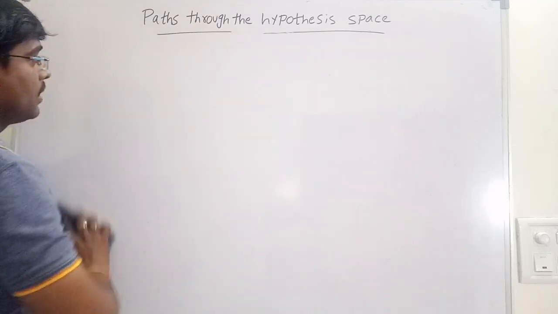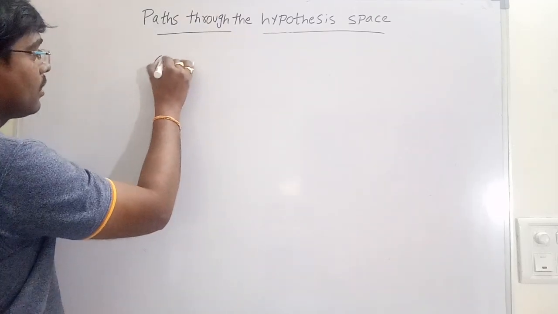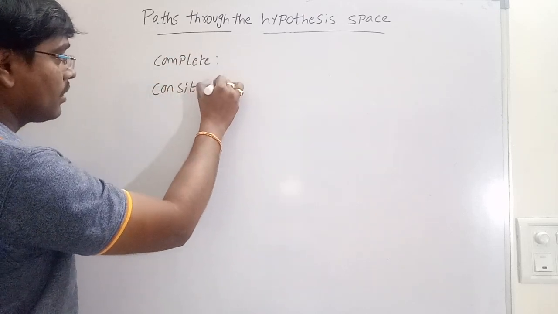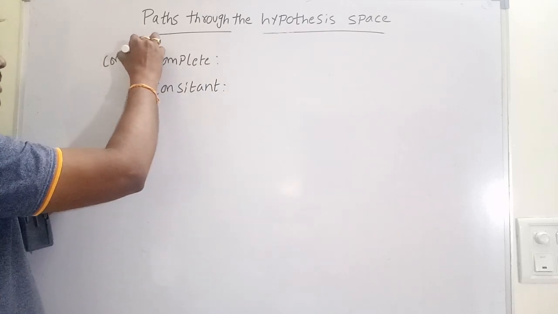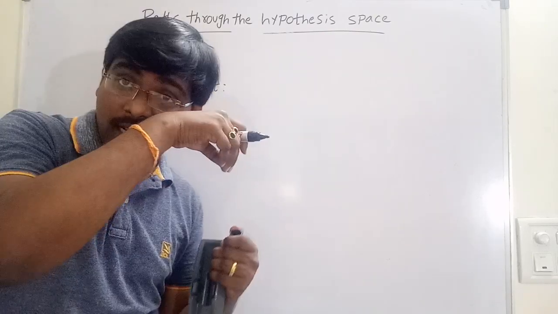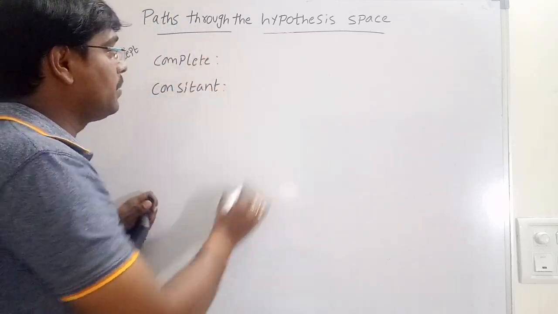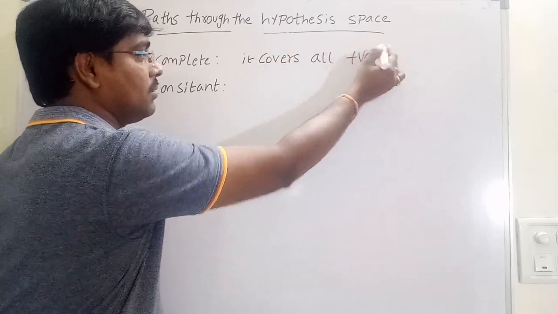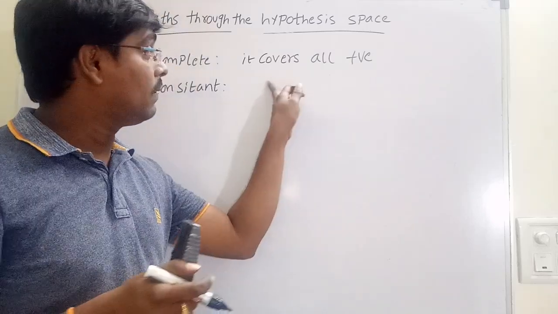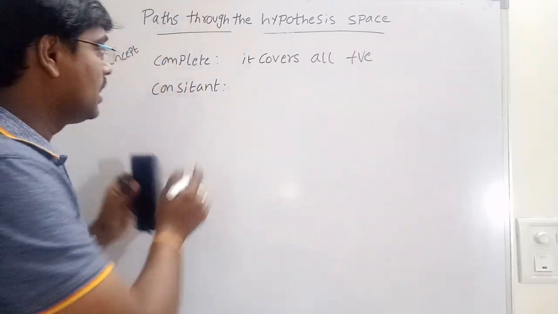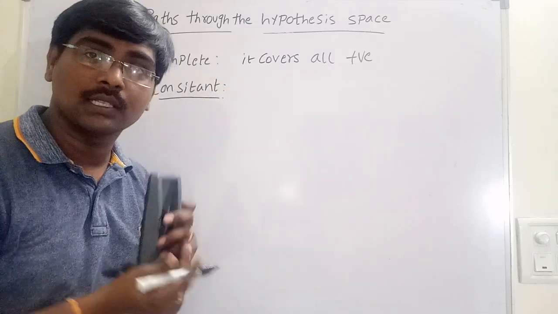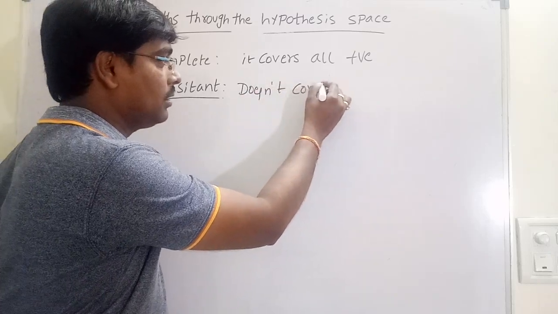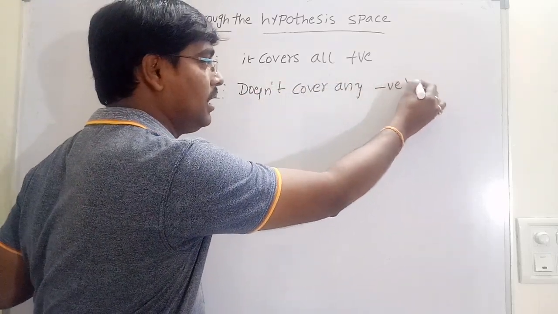A concept is either a complete concept or a consistent concept. A concept is complete means it covers all positive examples. Observe the line: it covers all positive examples. A concept is consistent means it does not cover any negatives.